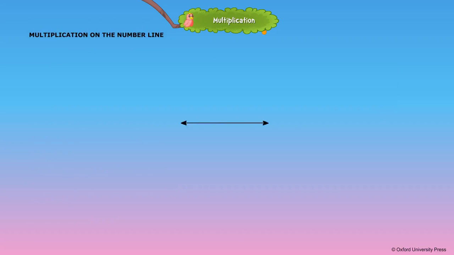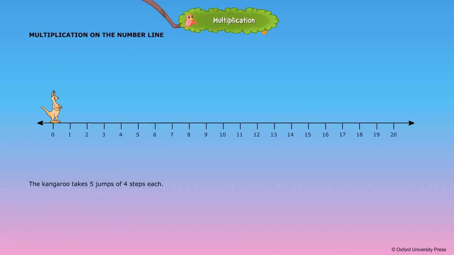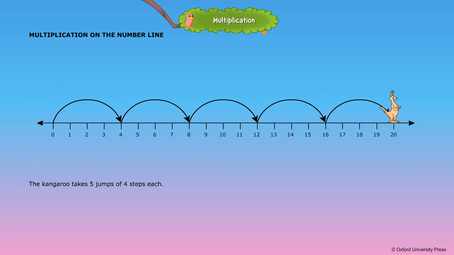Multiplication on the number line. The kangaroo takes 5 jumps of 4 steps each. 1, 2, 3, 4, 5. It can be written as 4 plus 4 plus 4 plus 4 plus 4 is equal to 20. Or 5 into 4 is equal to 20.